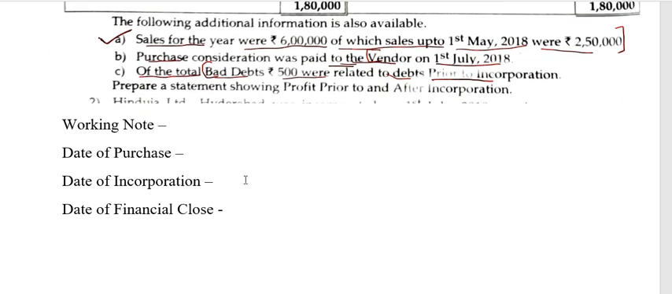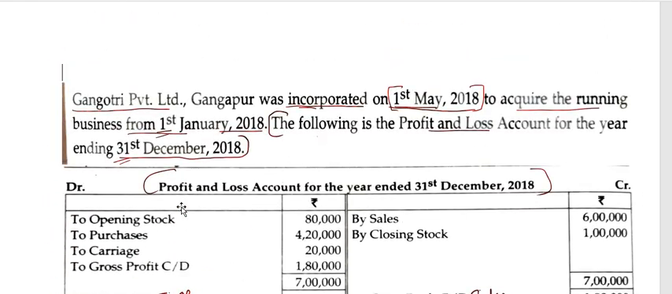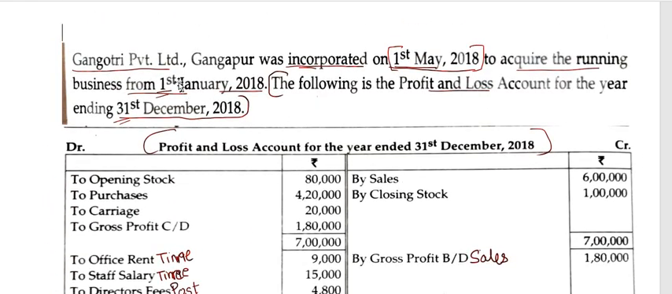First of all, we have to prepare a working note. In the working note, 3 dates we have to note down, and on the basis of 3 dates we can find time ratio. Okay, and we have to find sales ratio. So first in the working note we have to find the purchase date. Okay, now on which date did Gangotri Private Limited take over the business? This business was taken over by Gangotri Private Limited on 1st January 2018.